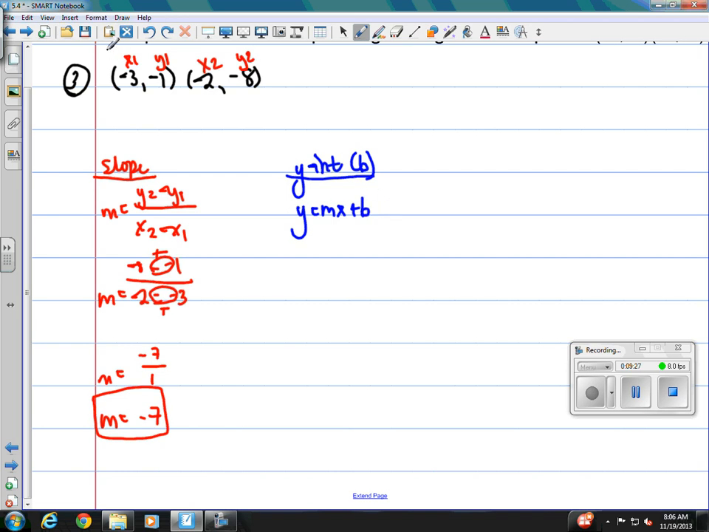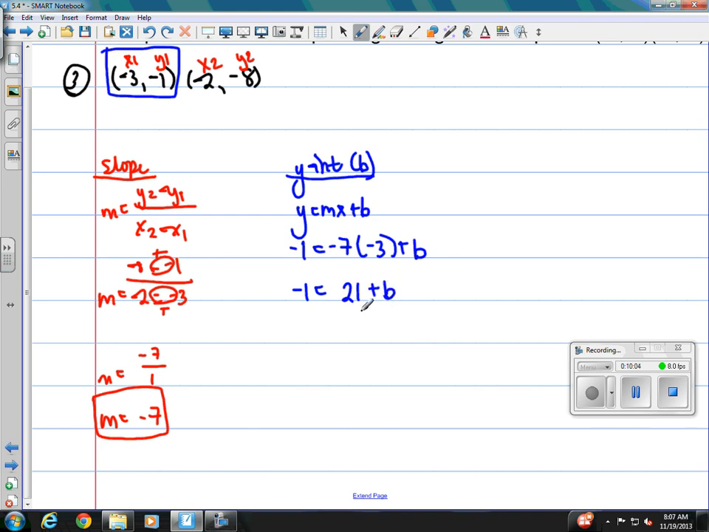I like picking the first ordered pair to use to solve for my b, because usually the numbers are a little bit nicer. So y is up here. Y value is -1. There we go. Equals m is -7 times our x is -3 plus b. So we get -1 equals, and we have to simplify by saying -7 times -3 makes a positive 21 plus b.